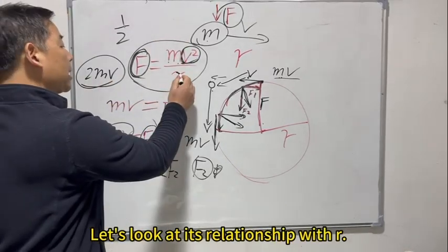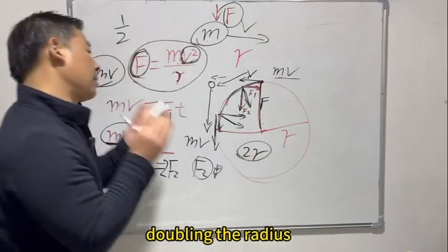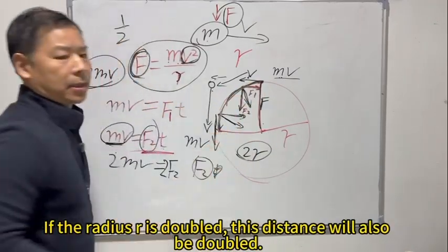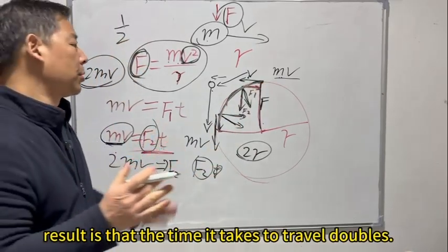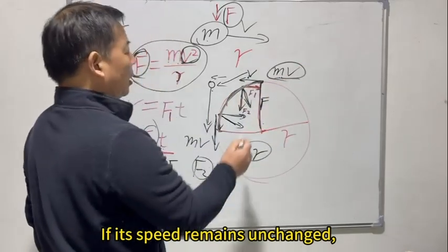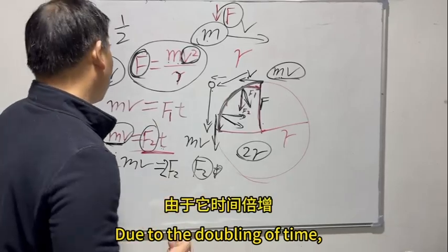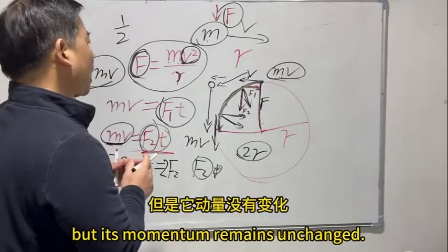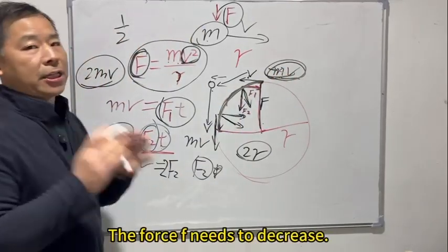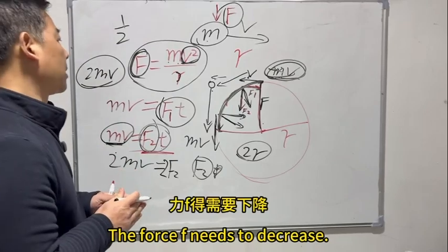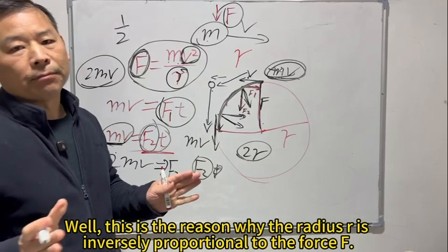Let's look at its relationship with r. If the radius r is doubled, this distance will also be doubled. The result is that the time it takes to travel doubles if its speed remains unchanged. The time is doubled, but its momentum remains unchanged. Momentum does not change, so the force F needs to decrease. This is the reason why the radius r is inversely proportional to the force F.